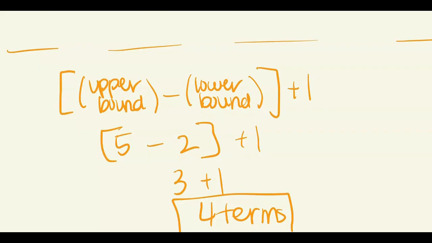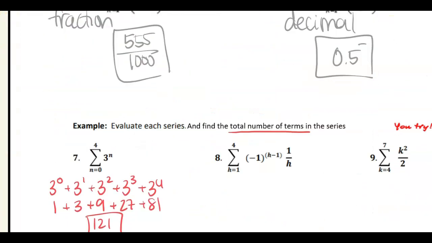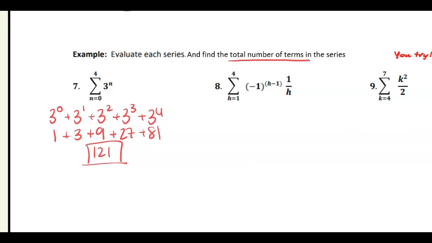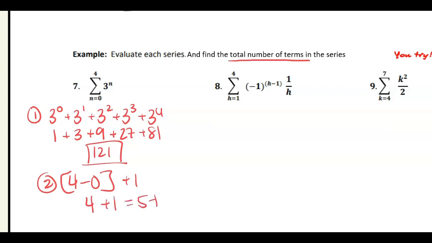That's going to make my life a lot easier. Or you can technically add up the values that I have. I'm going to still use my formula, so this is part 1. Part 2 is to find my terms. So I'm going to take 4 minus 0, and then I'm going to add 1. Well, 4 minus 0 is just 4. 4 plus 1 is going to give me 5 terms. There's 1, 2, 3, 4, 5 terms.